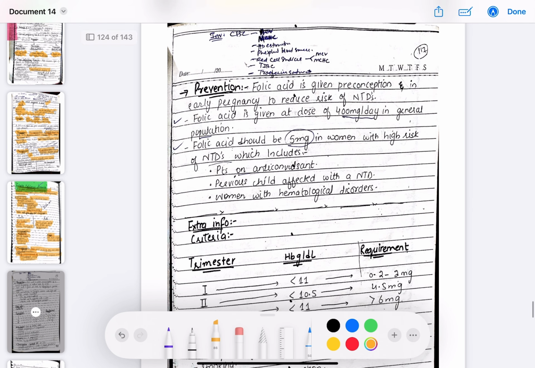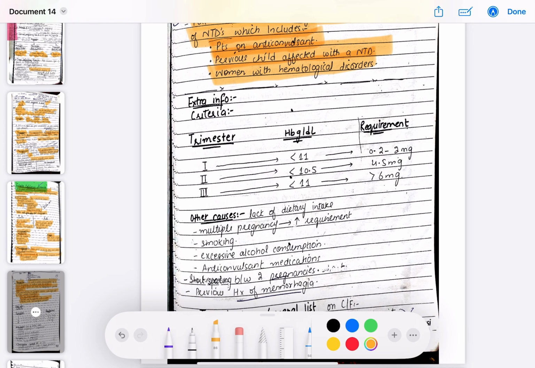The prevention is that folic acid is given pre-conception and in early pregnancy to reduce the risk of neural tube defects, and folic acid is given at the dose of 400 mcg per day in the general population. Folic acid should be 5 mg in women with high risk of neural tube defects, which includes patients on anticonvulsants, a previous child affected with a neural tube defect, and women with hematological disorders.